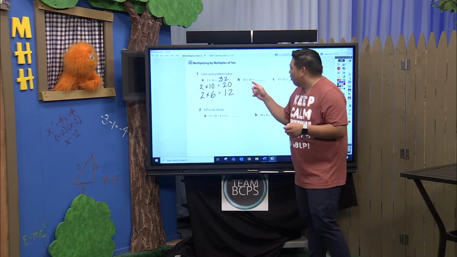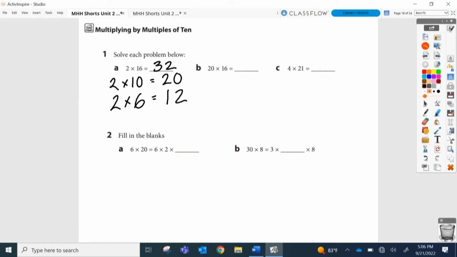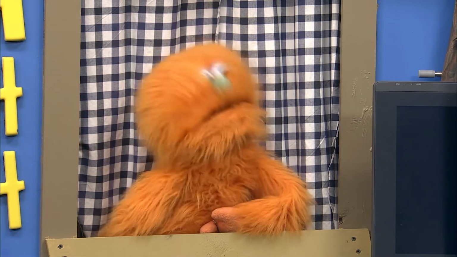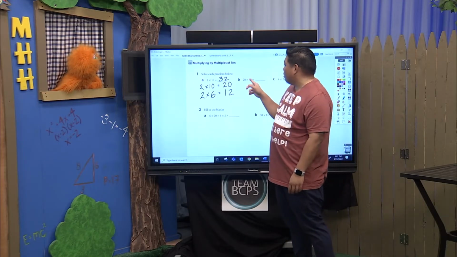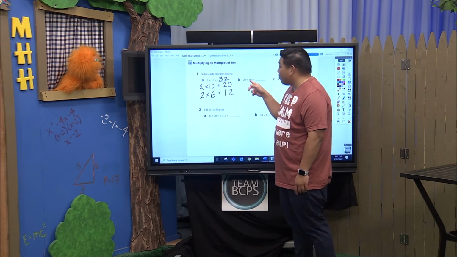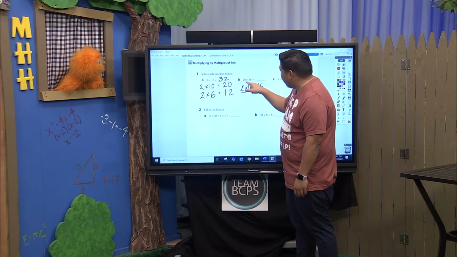All right. So the next one is similar to the first one. I want you to tell me what's different about it. We have the 16 again, but instead of just a 2, we got a 20. The only difference between 2 times 16 and 20 times 16 is that we have an extra 10 that we're multiplying. So we can actually break this problem down to 2 times 10 times 16, because 2 times 10 equals that 20.